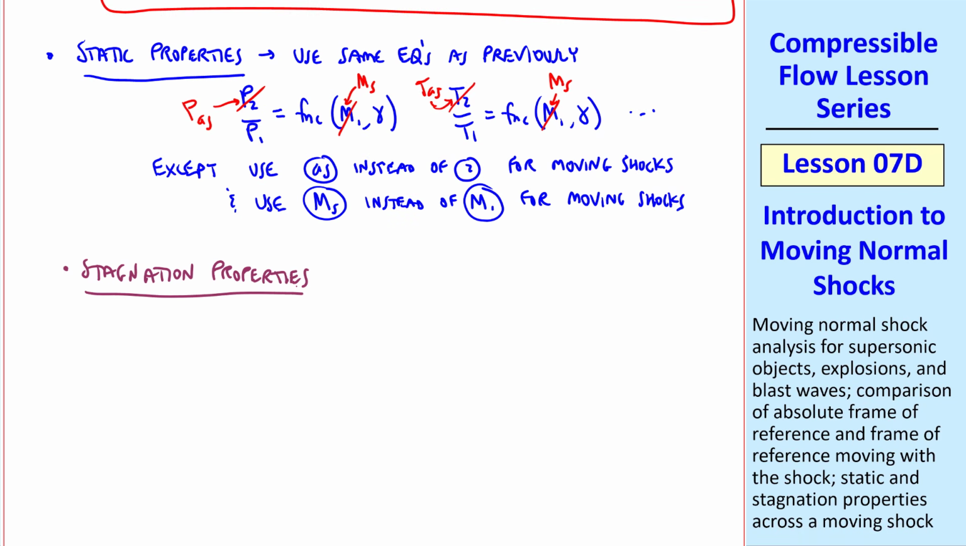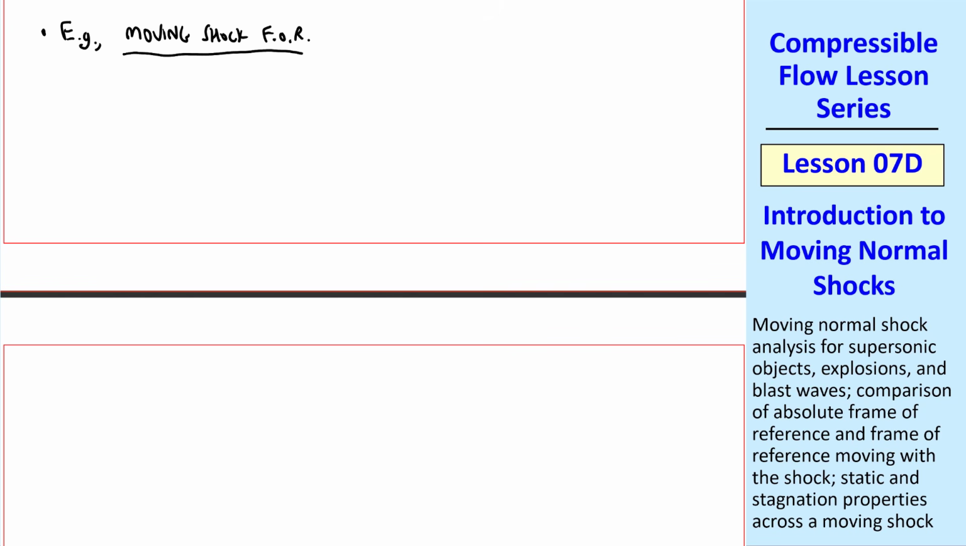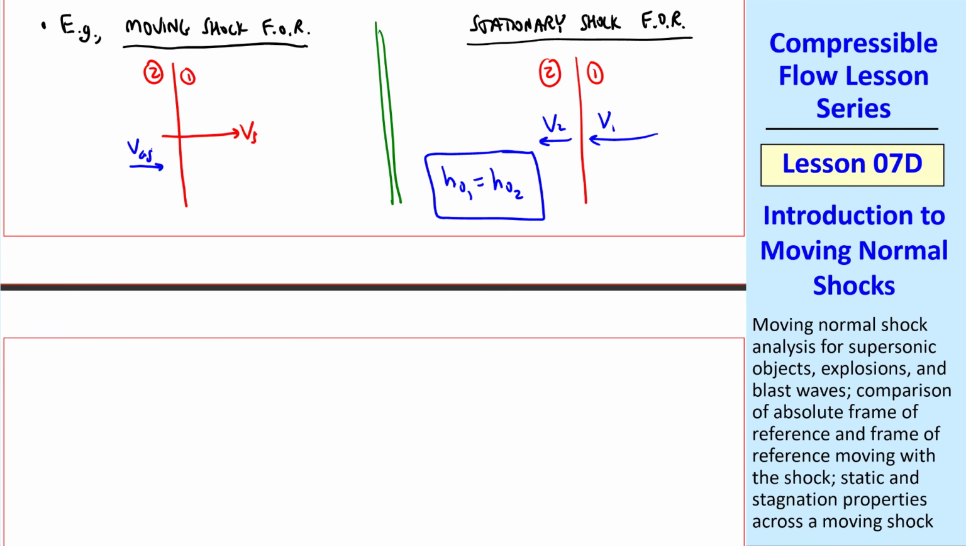But for stagnation properties, do not use our previous equations for any properties that are stagnation properties. For example, we again compare the moving shock frame of reference to the stationary shock frame of reference. For the stationary shock, both V1 and V2 are not zero, and our energy equation was always H01 equal H02. But for this same shock in a moving shock frame of reference, VAS is not zero, but V1 is zero, since this shock is moving into still air.